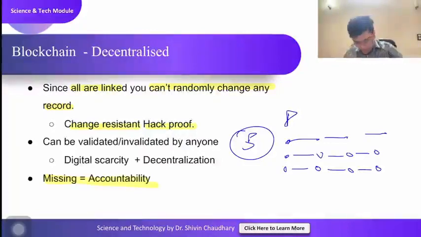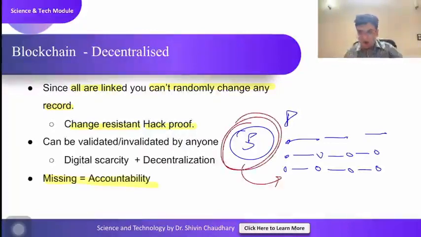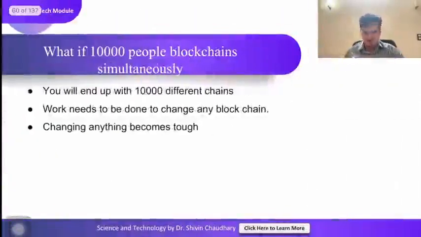Okay. Now, what is missing here is accountability. What if all of these 5 people want to start changing things at once? They all change at the same time, okay, everyone wants to increase their own money, so now you will not even know which is the original chain, right? You won't be able to tell. And what happens when all 5 people change is that you will just end up with 5 different chains. So you will not even know which one was the right one, right? So if 10,000 people want to change a blockchain simultaneously in 10,000 different computers, then 10,000 different chains will be there, right?